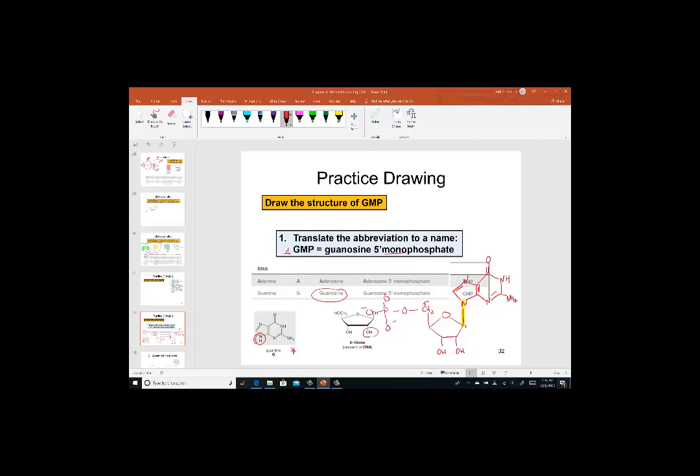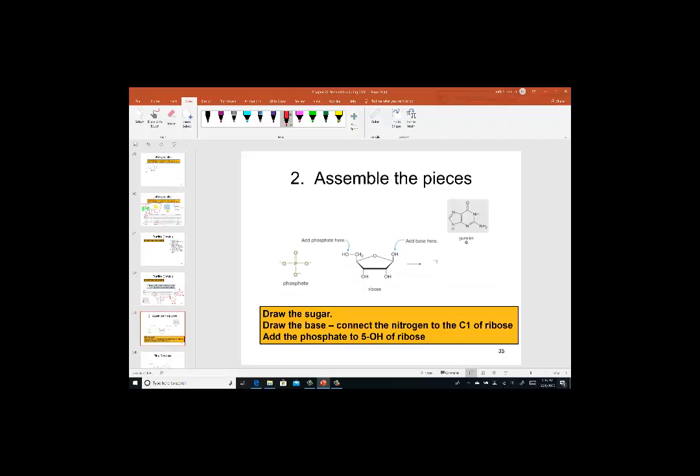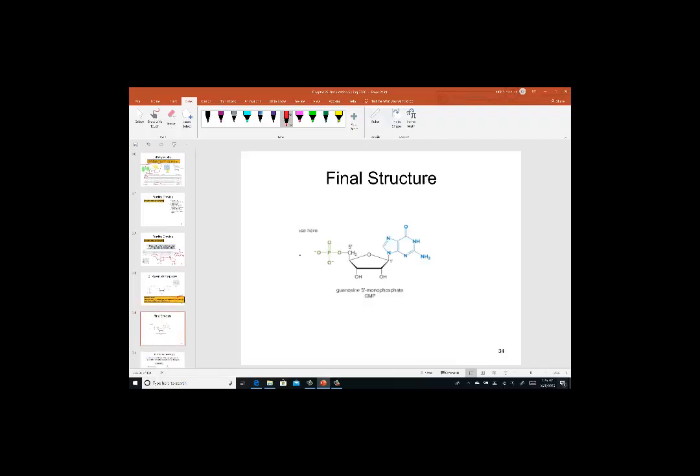PO4 is phosphate. Let me show that kind of clean. So as you're putting those together, you drew the sugar first, then you drew the base, connecting the nitrogen to the carbon 1 of the ribose. That's the anomeric carbon. And this was your final structure. We drew guanosine. We drew the hydroxyl group, and we placed the phosphate to create guanosine 5' monophosphate.